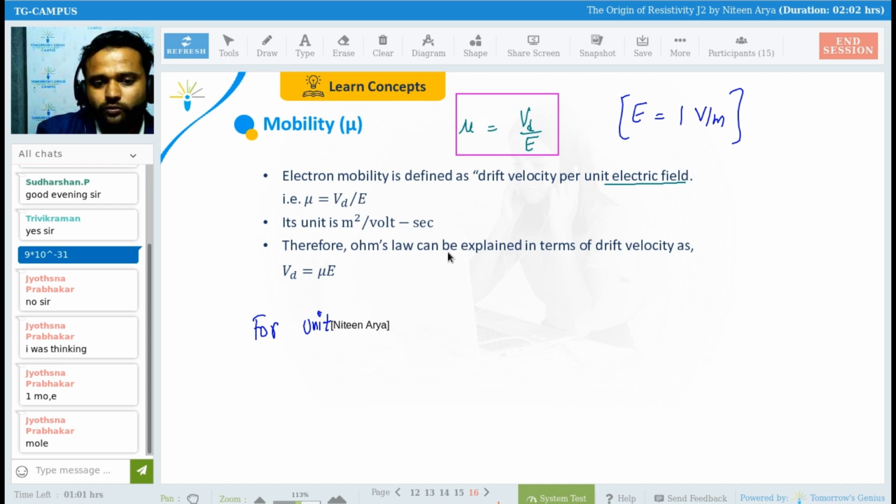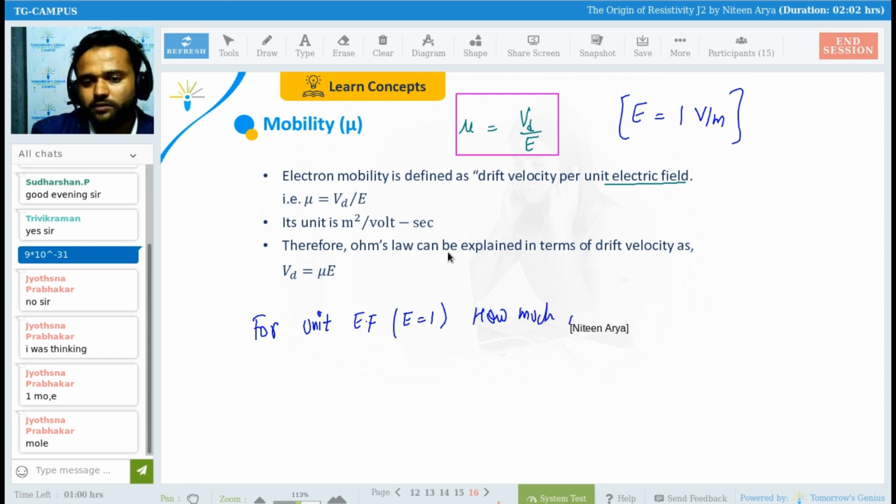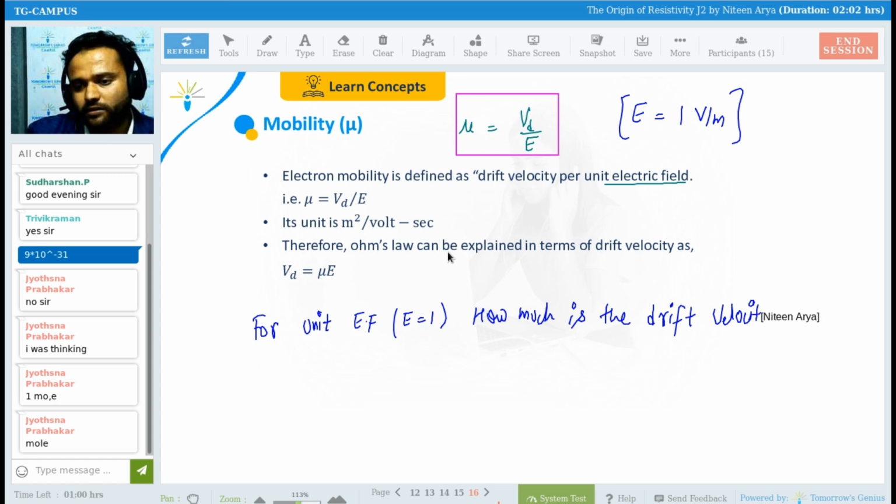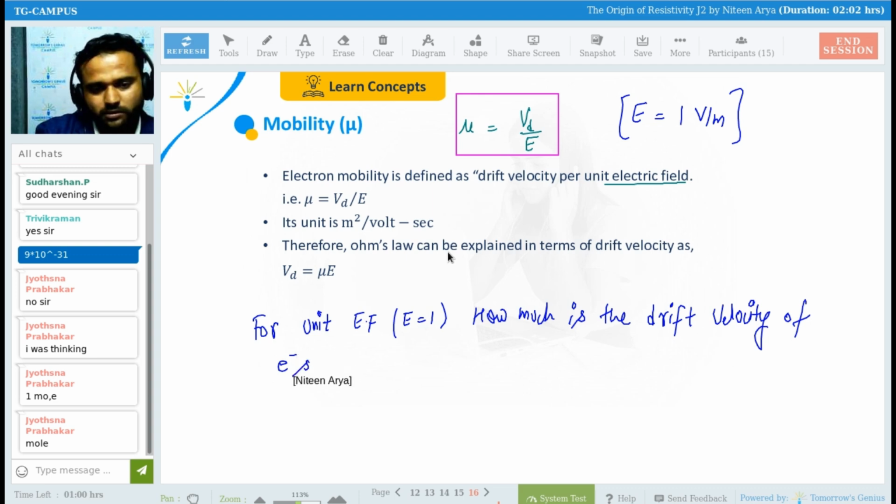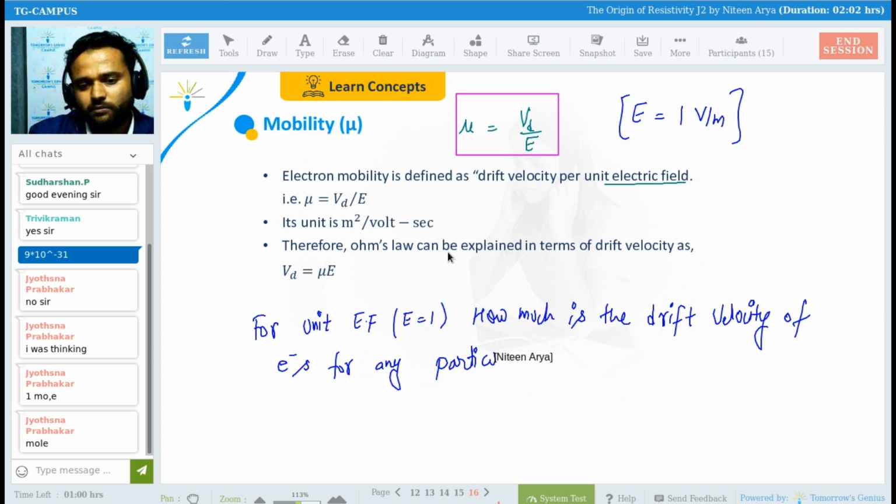For unit electric field E, how much is the drift velocity of electrons, or you can say charged particles, for any particular medium, conductor, or any particular material. Material is the correct word. Why so?